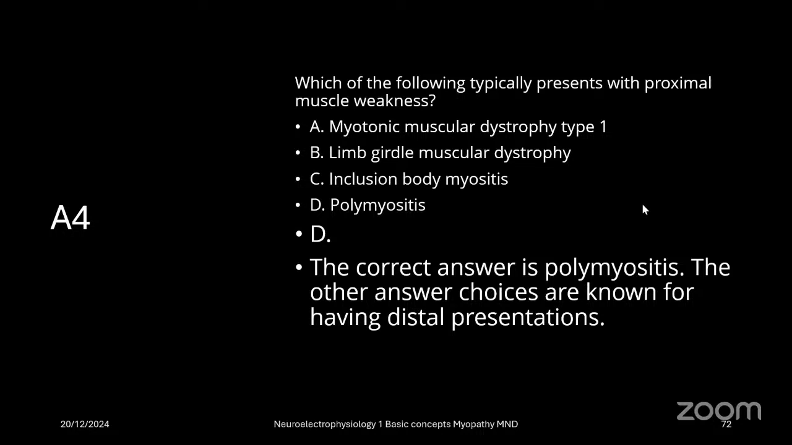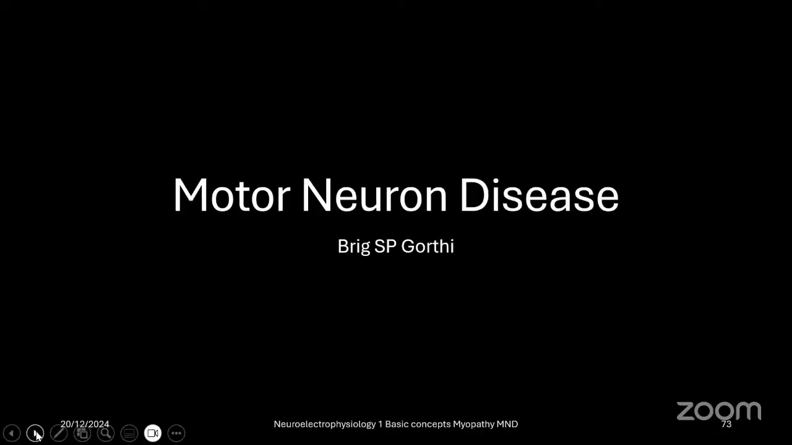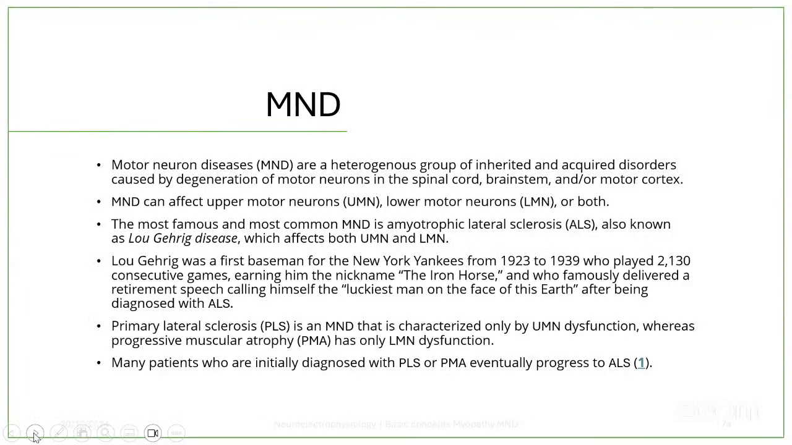Right. So after this, we'll talk about motor neuron disease a bit, and what is ALS, and what are the findings of electrophysiology for exam-oriented purposes. The motor neuron diseases are a heterogeneous group of inherited and acquired disorders caused by degeneration of the motor neurons in the spinal cord, brainstem, and motor cortex. It can affect upper motor neurons, lower motor neurons, or both.